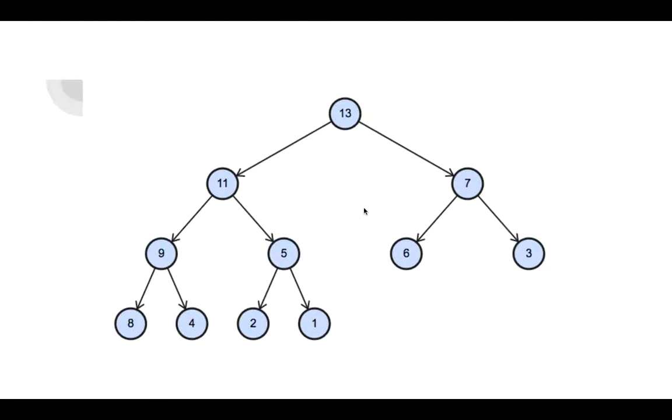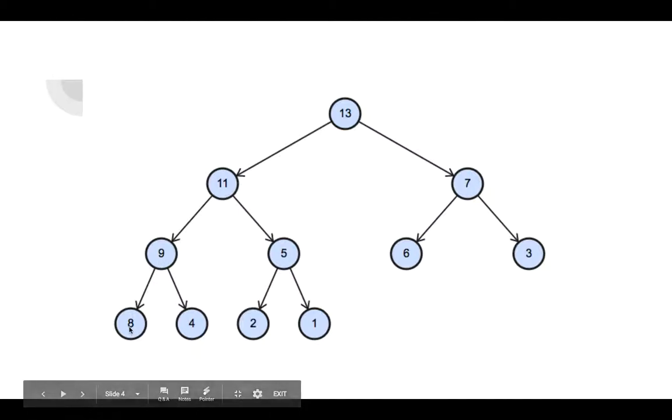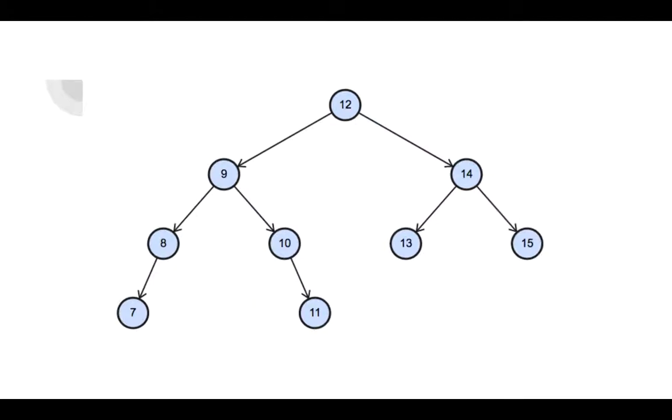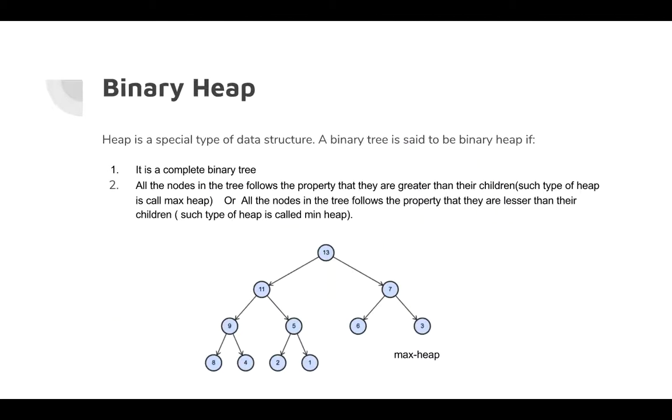In this one, you can see that there is not any gap between the nodes of the last level: 8, 4, 2, 1. So we can safely assume that this is a complete binary tree. Once we have understood what a complete binary tree is, let's jump directly into binary heap.